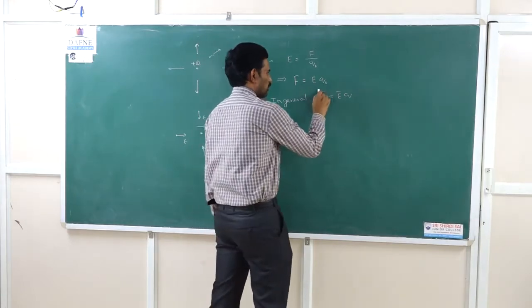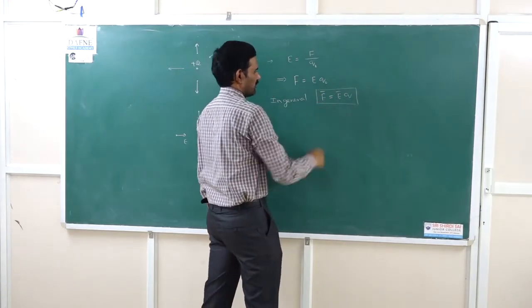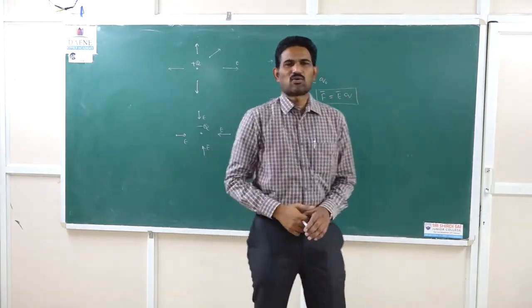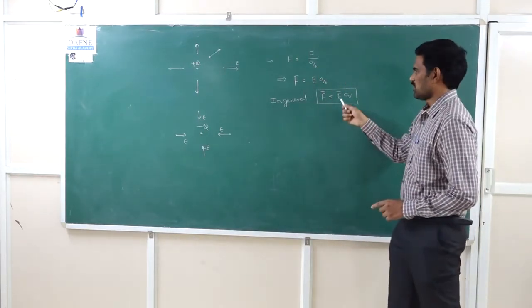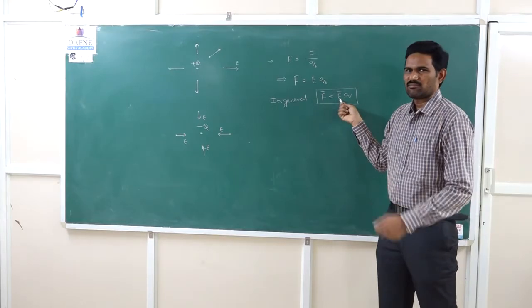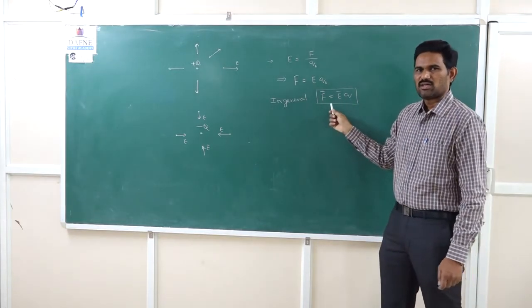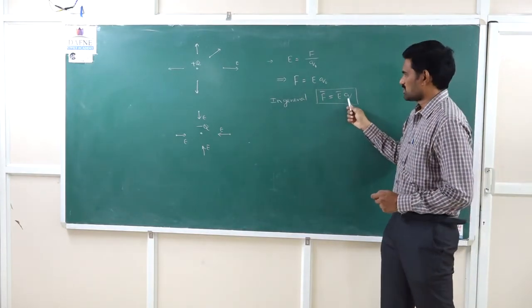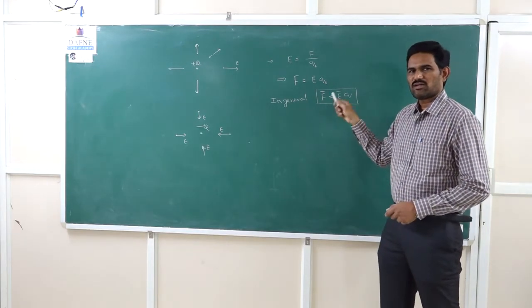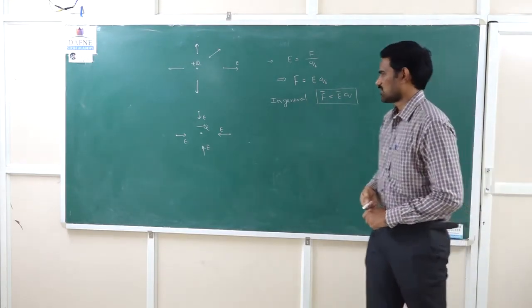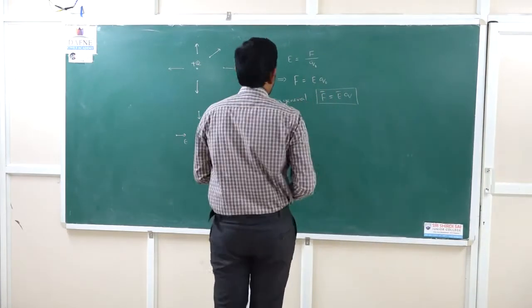Now this expression gives the force acting on a charge Q when it is placed in an electric field of intensity E. This expression gives the force acting on a charged particle Q when it is lying in the electric field of strength E. And that is the vector relation.